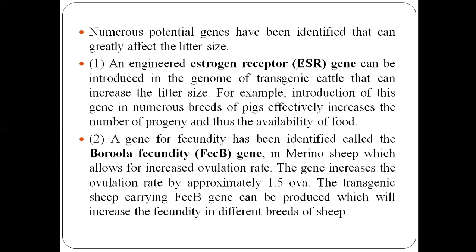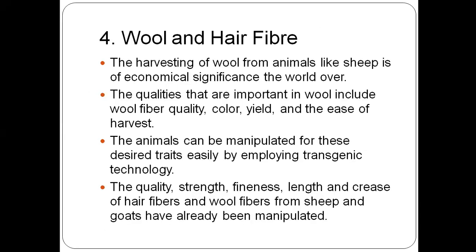So when the ovulation rate is increased, then the conception rate and the number of offspring you are going to get are also increased. The gene increases the ovulation rate by approximately 1.5, so transgenic sheep carrying the fecundity B gene can be produced, which will increase the fecundity in different breeds of sheep. This gene has already been identified in the Merino sheep, so it could be transferred to other sheep, where it can increase the ovulation rate by 1.5. As a result, the reproductive rate of other sheep also can be increased.